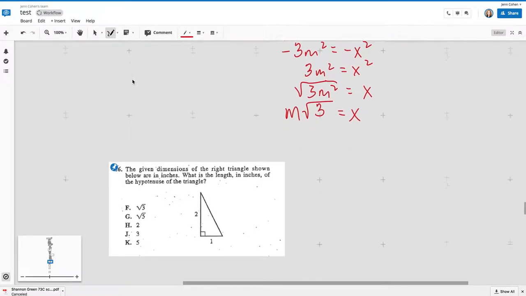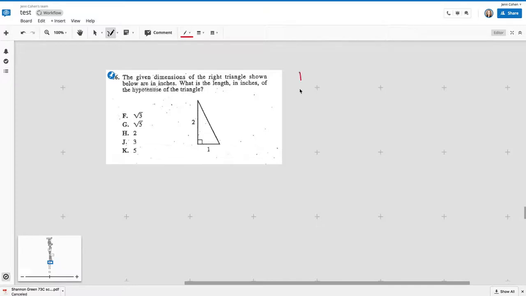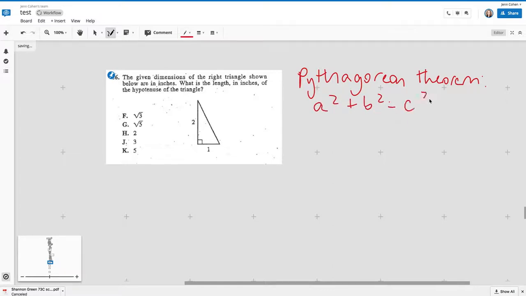Okay. The next one is just a straight Pythagorean theorem question. So I know I used it on the last one, but we'll review it again anyway. Pythagorean theorem is a squared plus b squared equals c squared. You can only use this on a right triangle. So if you do not know that your triangle is a right one, you cannot use the Pythagorean theorem. But the pieces in that formula are a and b are the two legs of the triangle, and c is the hypotenuse, which is the length of the side opposite the 90-degree angle.